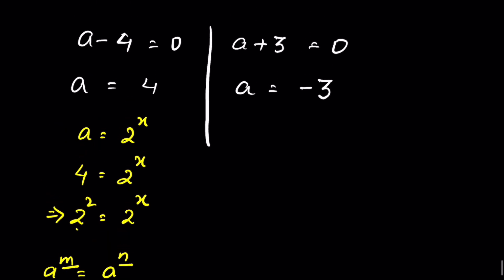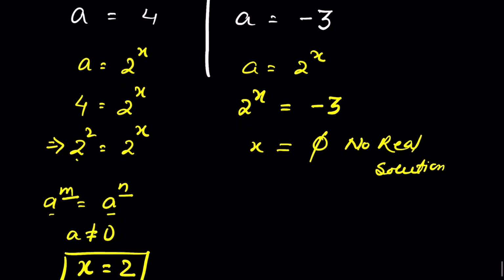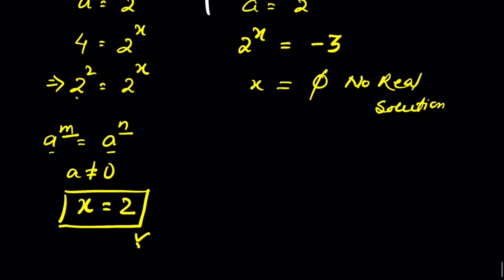When a is equal to minus 3, and we considered a as 2 raised to the power x, that means 2 raised to the power x is equal to minus 3. Here x has no real solution, and we have to find only the real solution, no complex solution. Therefore x is equal to 2.